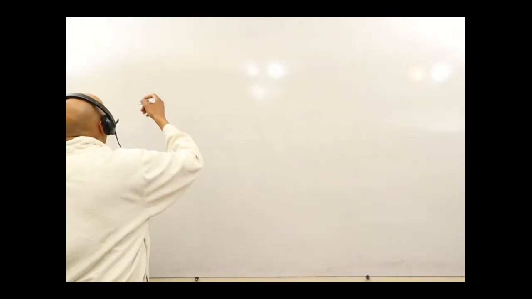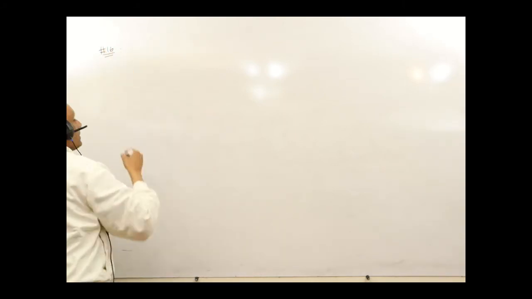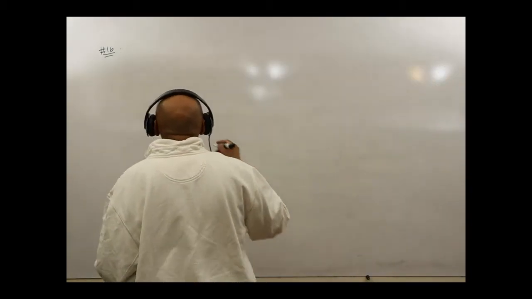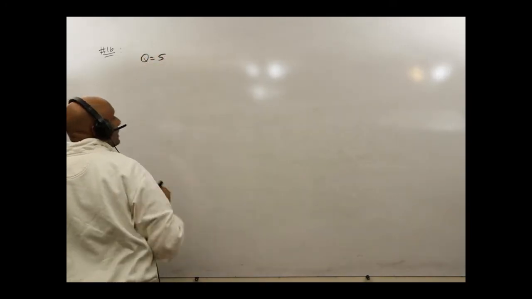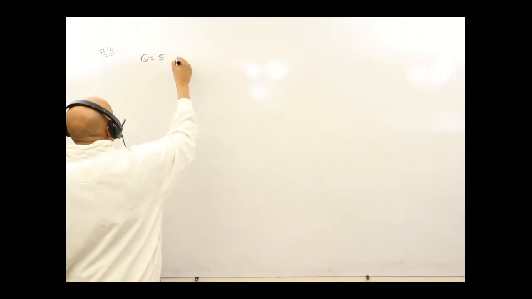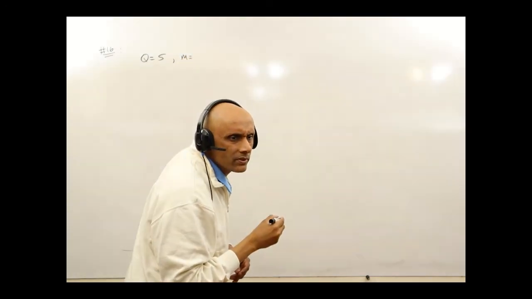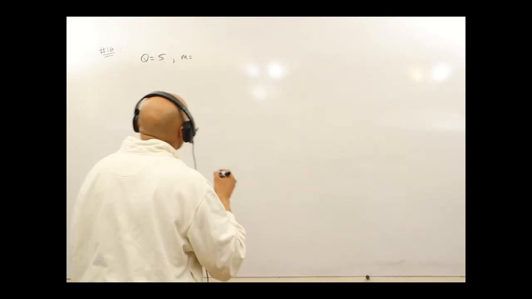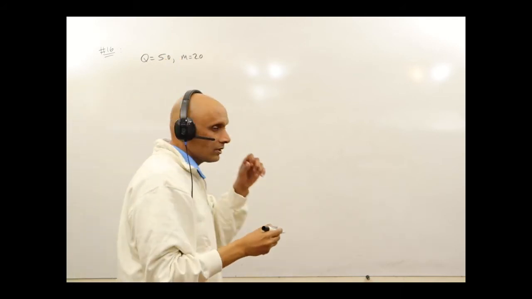So in this example, this is question number 16. We have a charge of 5.0 coulombs, and it has a mass of 2.0 kilograms.